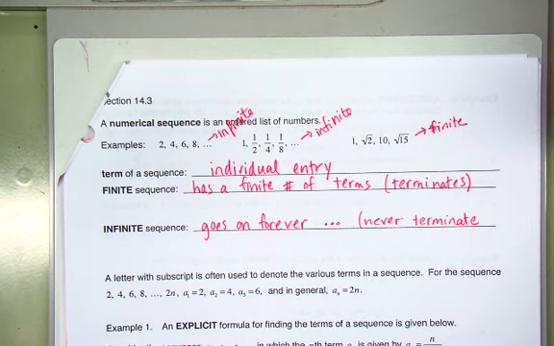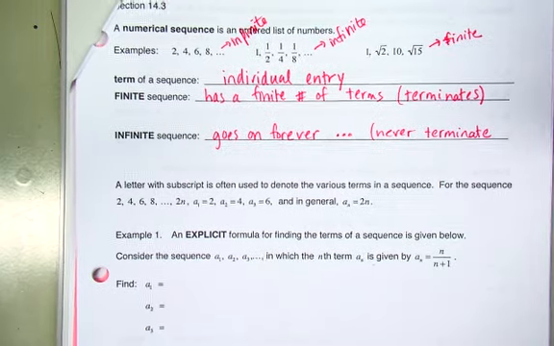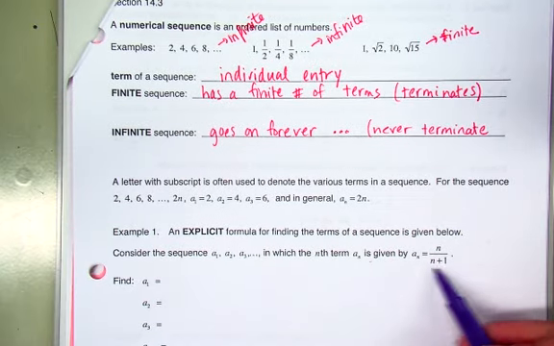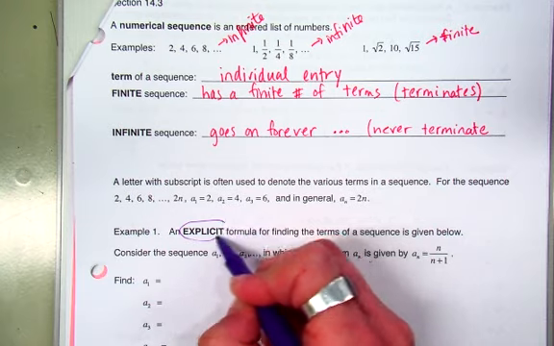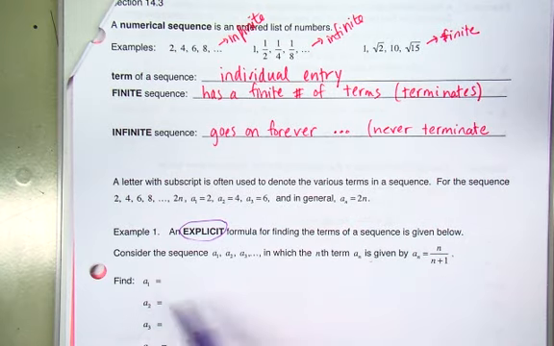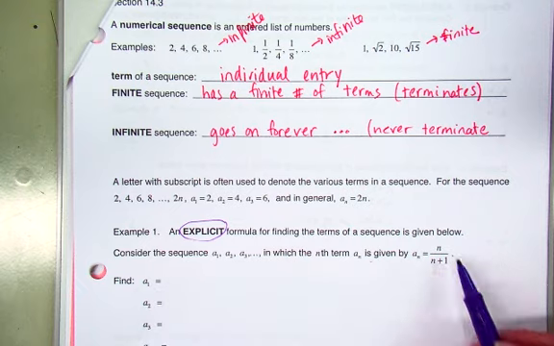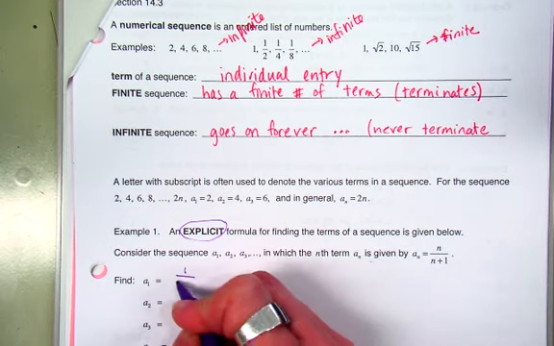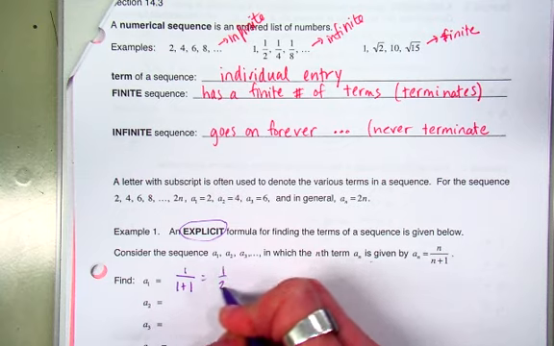Example 1, they give us an explicit formula. An explicit formula is something that contains the n in it. So it's based on which term we are dealing with. So for this one, all that I'm going to do is take that subscript, in this case 1, and plug that into my explicit formula for n. So it would just be 1 over 1 plus 1, in this case 1 half.